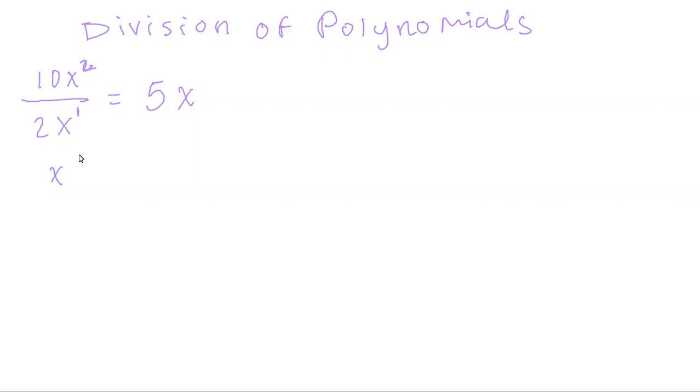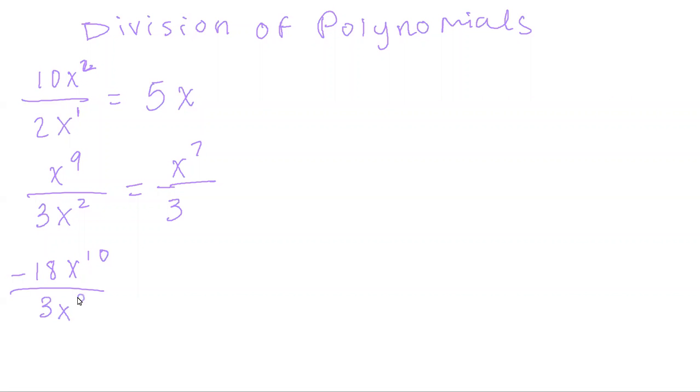So let's keep doing that for a few examples here. x to the 9th over 3x squared. This is the same thing as, well, the 3 stays at the bottom, but I have 9 minus 2, so that's x to the 7th. Negative 18x to the 10th over 3x cubed, so I have negative 6x to the 7th.